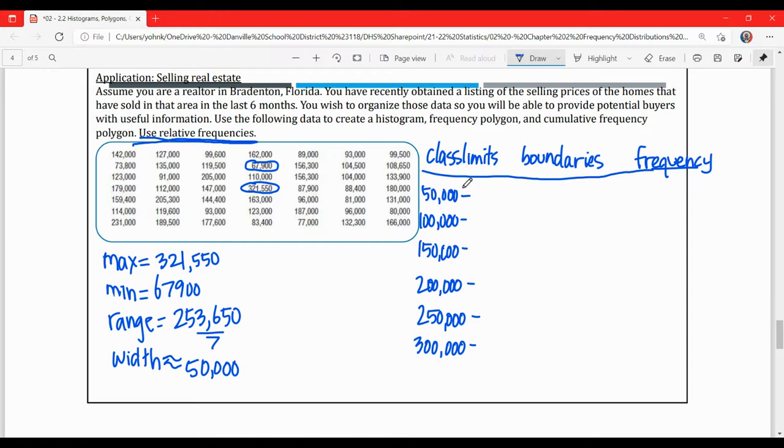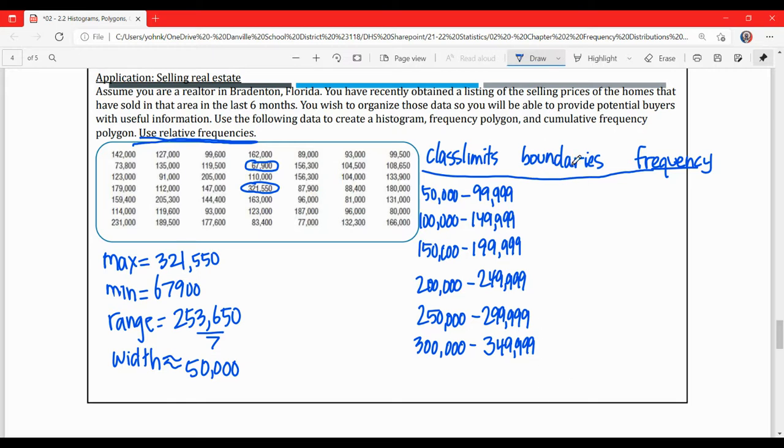So then my upper limits would be 99,999, 149,999, 199,999, 249,999, 299,999. This is fun. And then 349,999. I think my numbers got bigger.